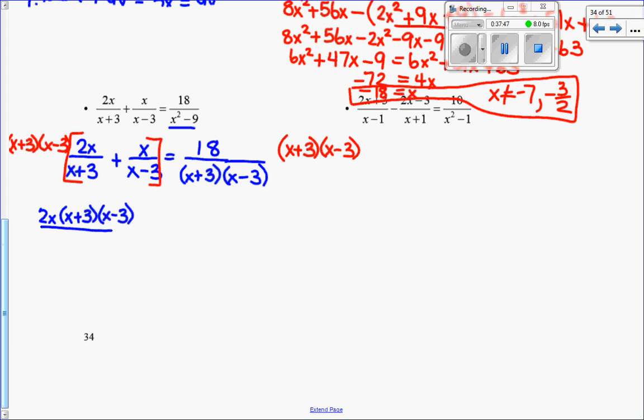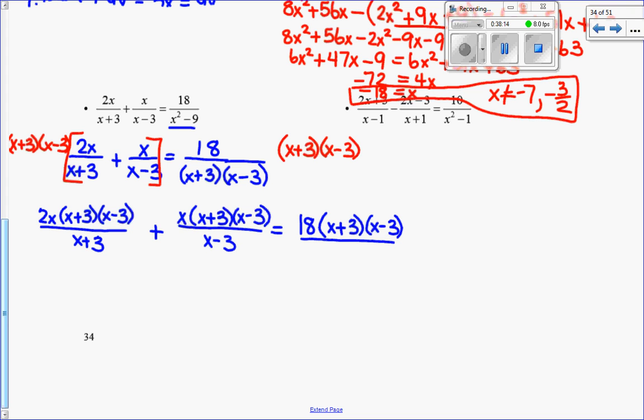And that's all over x plus 3. Plus, I have to multiply the x now by both of those. X times x plus 3 and x minus 3. And that's all over x minus 3. And that's going to equal 18 times x plus 3 times x minus 3. And that's all over x plus 3 and x minus 3.